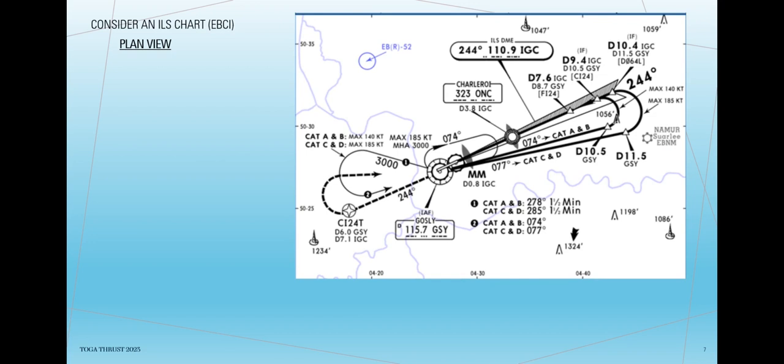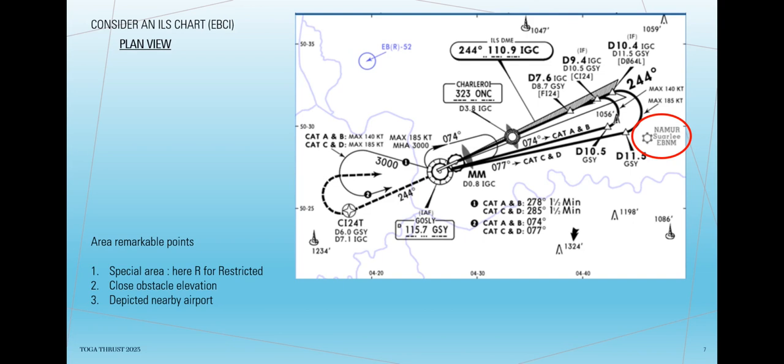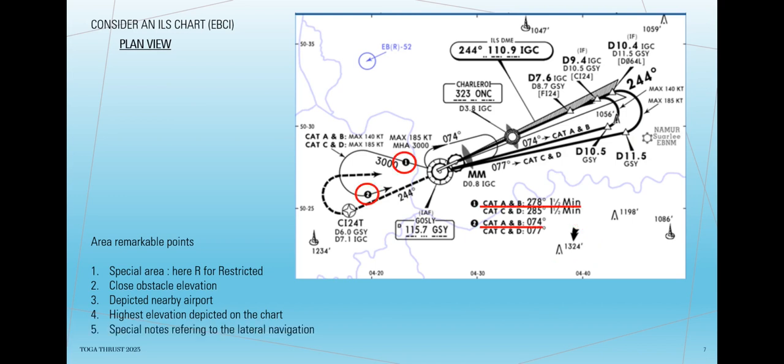Plan view. Area remarkable points. Special area, here, R, for restricted. Close obstacle elevation. Depicted nearby airport. Highest elevation depicted on the chart. Special notes referring to the lateral navigation.